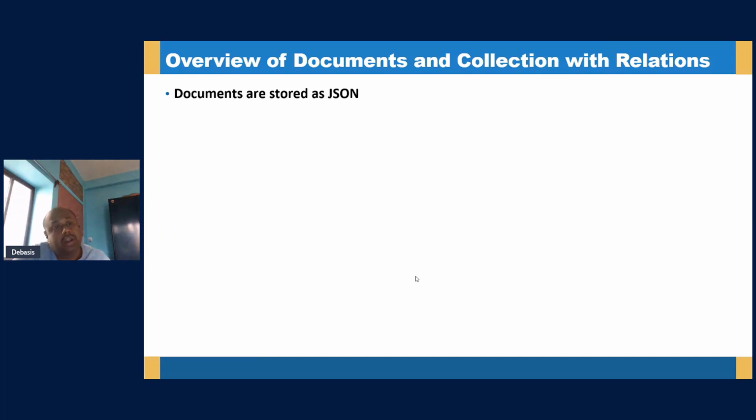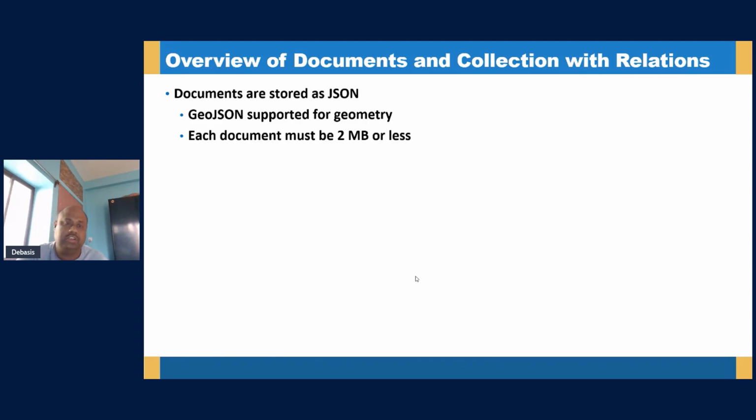So in Cosmos DB, normally the data is stored in JSON format, not as text. Whatever data we insert is stored as JSON in Cosmos DB. The JSON format supports GeoJSON for geometry. If we want to store geometry-related information like lat long, that can be stored in GeoJSON format, which is a standard. Each document must be 2 MB in size or less.